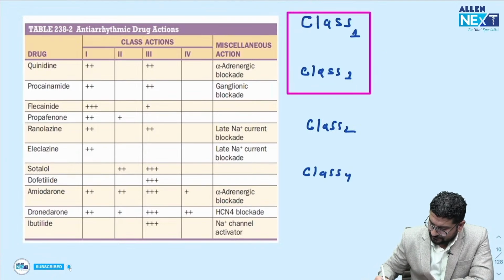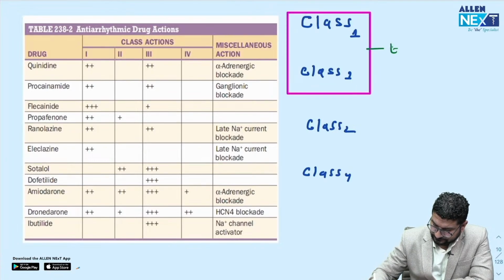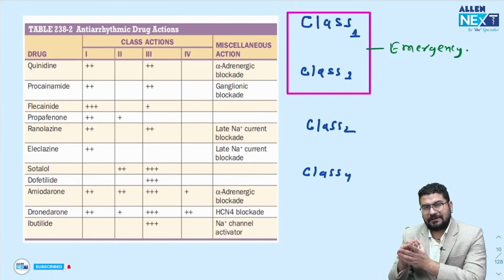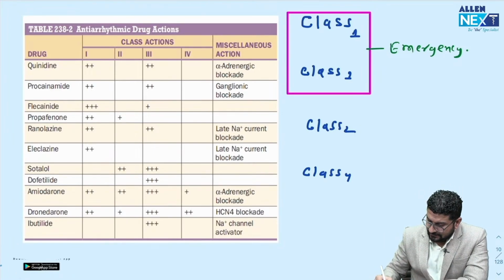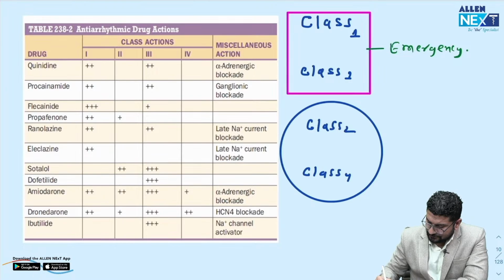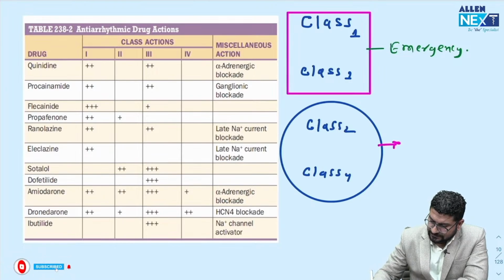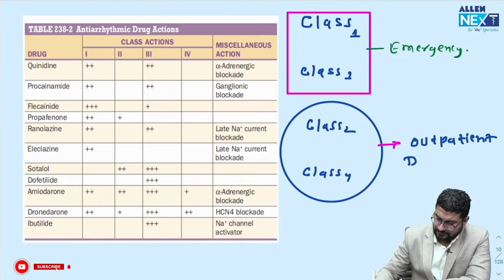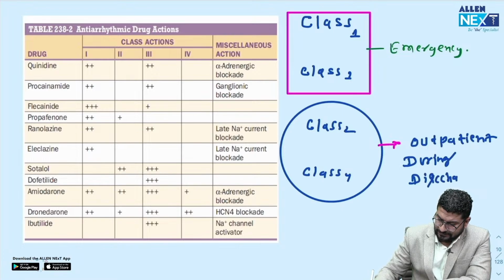which we use in emergency, because they will have more side effects. So we'll use them in, I can say, unstable patients. Sometimes we use some of these drugs for cardioversion. And class 2 and 4, this class of drugs we use in stable patients. So they are used during discharge or in outpatients. These are the drugs which will have fewer side effects.